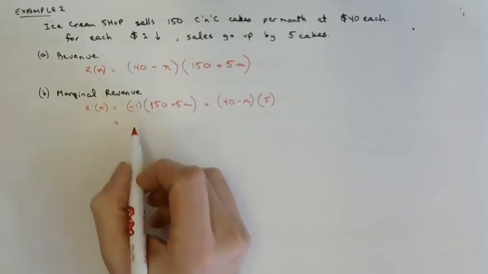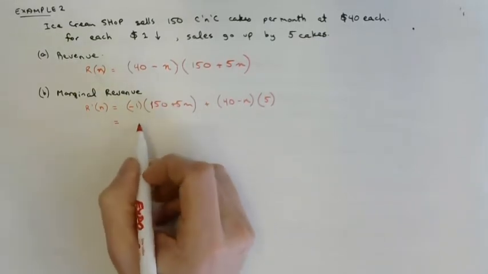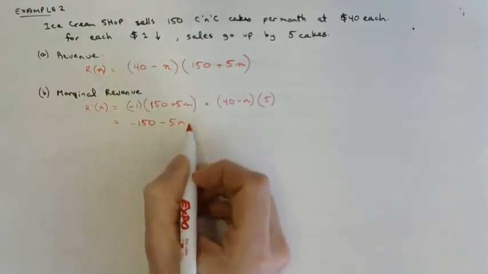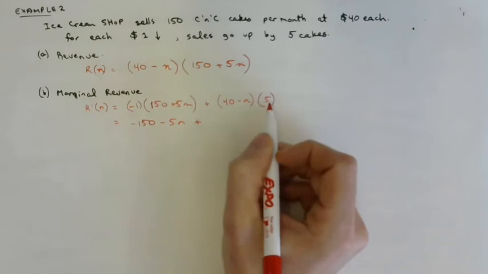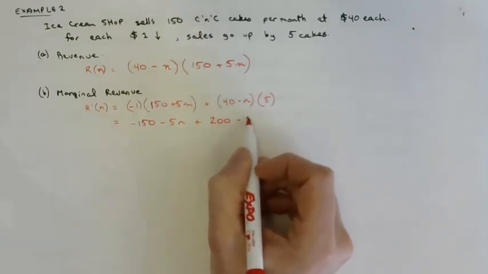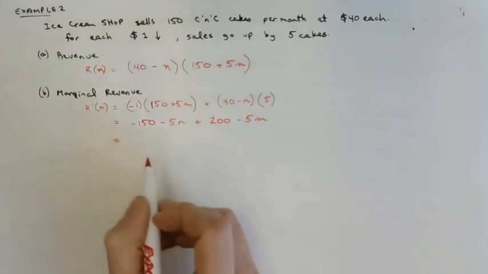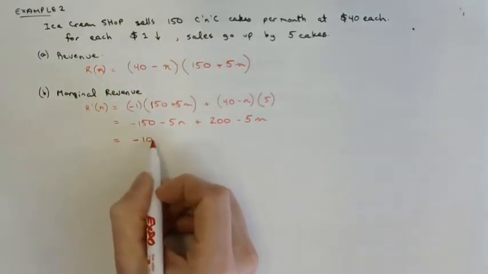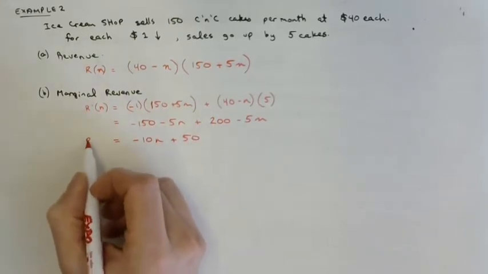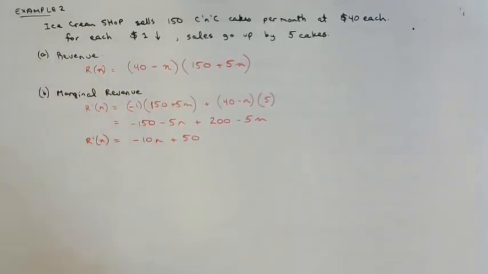We can expand and simplify this. We distribute -1 to both terms here. We've got -150 minus 5n. And here we distribute 5 to both terms. We've got plus 200 minus 5n, which reduces to -10n plus 50. It's the derivative function of the revenue function, marginal revenue.